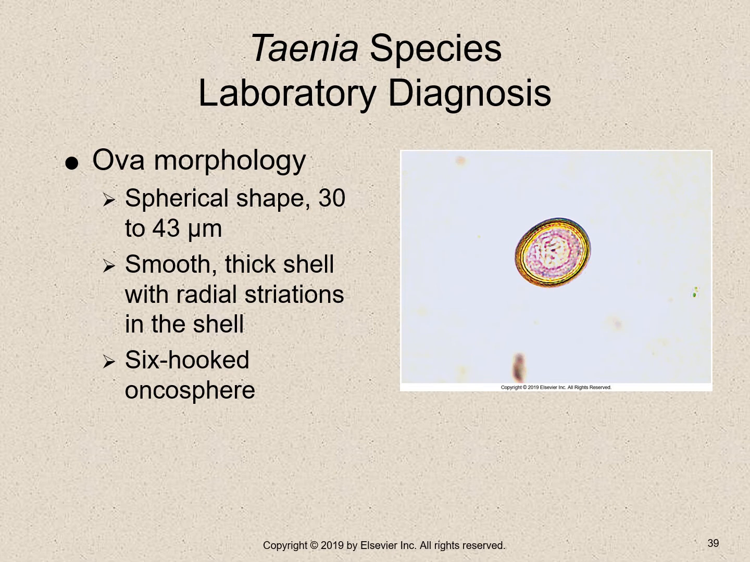The egg is the most common stage found of Taenia species, and they appear spherical in shape, measuring 30 to 43 micrometers. They appear smooth with thick shells with radial striations in the shell. A 6-hooked oncosphere can be observed, which is the larval form of the parasite within the egg. The eggs of both species are indistinguishable, so if observed, are reported as Taenia species.